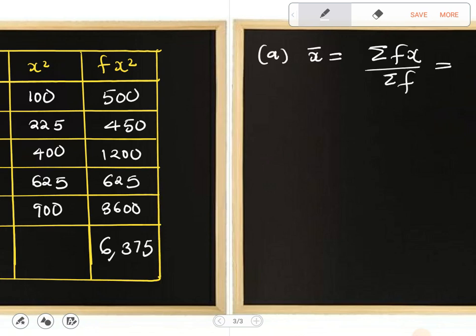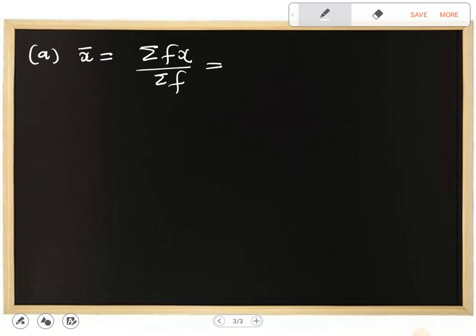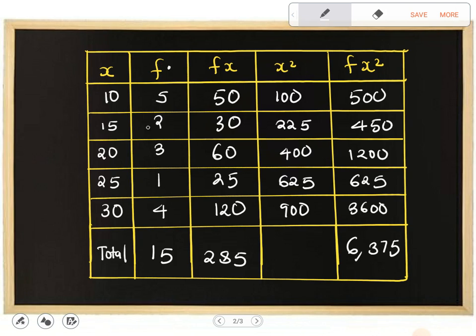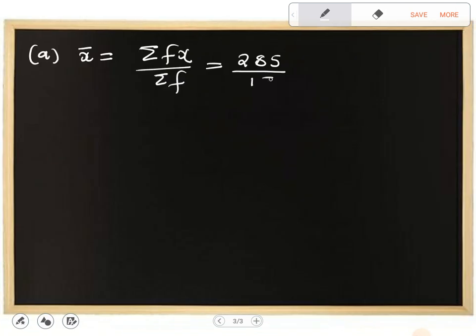So mean, part A, which is x bar, is given by summation of f of x over summation of f. What is summation of f of x? It is 285. So we get 285 over the sum of f, 15. So we put 15 there. Then we punch. That will be our mean. 285 divided by 15 is 19. 19 is our mean. Then B says what?